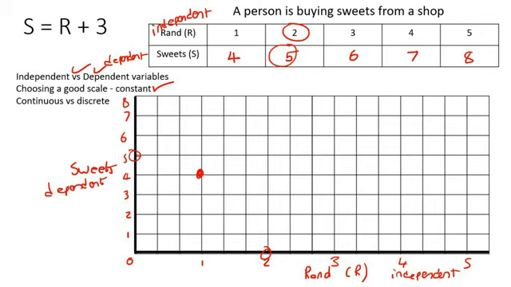Okay, so where those two come together, you're going to put a dot there. And then 3 and 6 would eventually go there. And then 4 and 7 would go there. And 5 and 8. Okay, so there's the drawing.